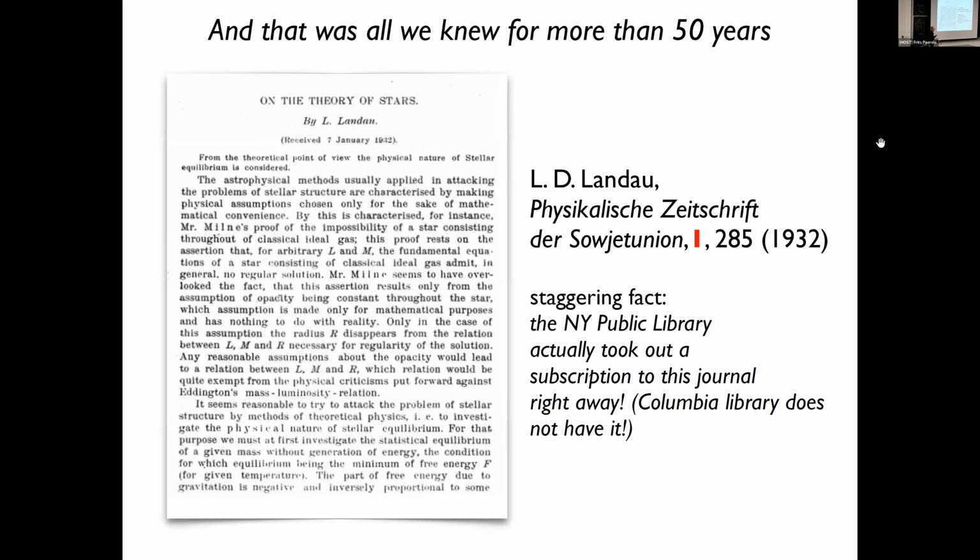So this is the first paper that was ever written on the theory of neutron stars, or actually the first paper that ever mentioned the possibility of neutron stars. It's a paper by Lev Landau, and he published it in the Physikalische Zeitschrift der Sowjetunion, volume number 1, the first volume issued in Kharkov in 1932.